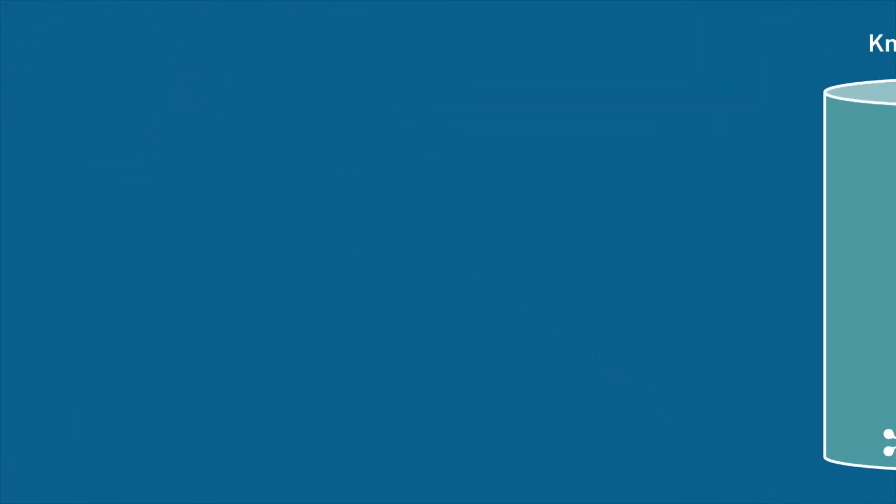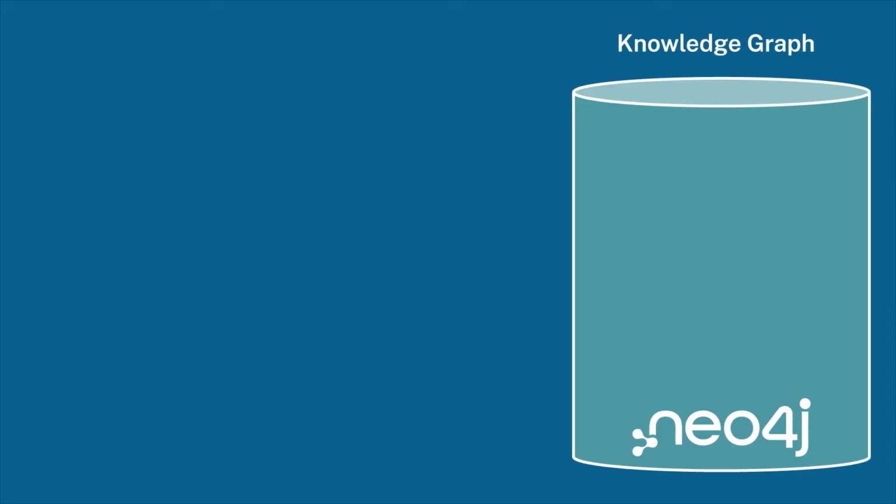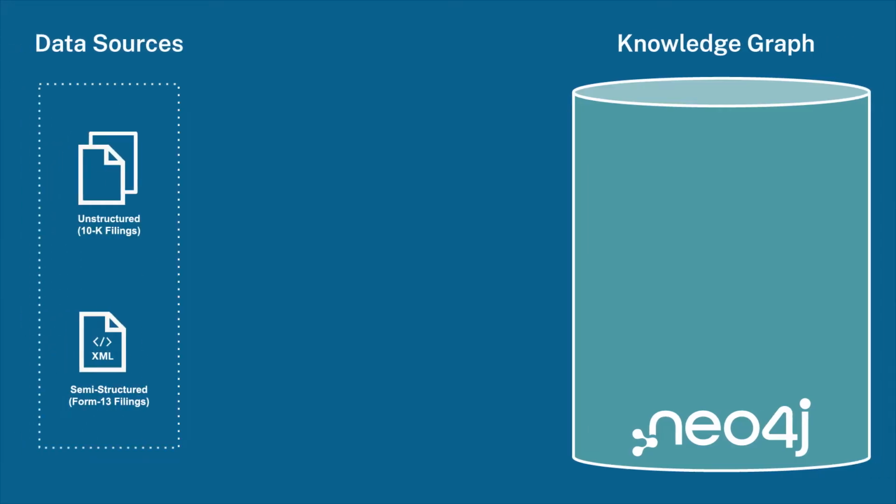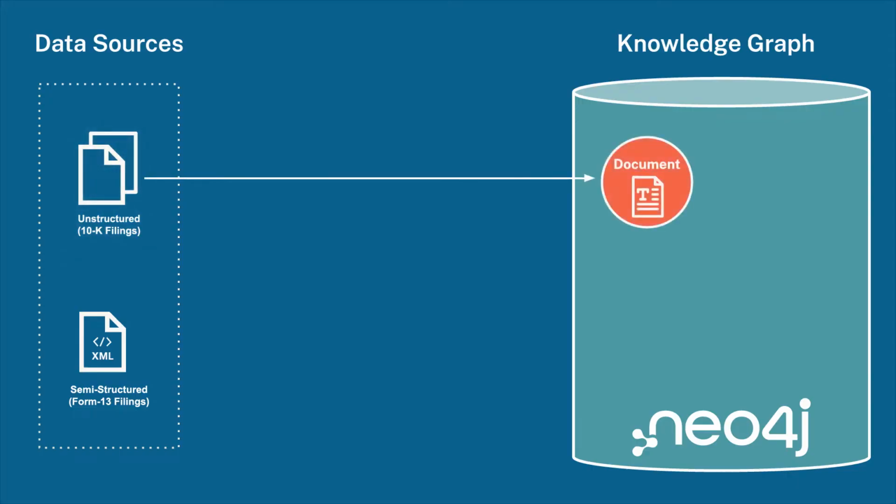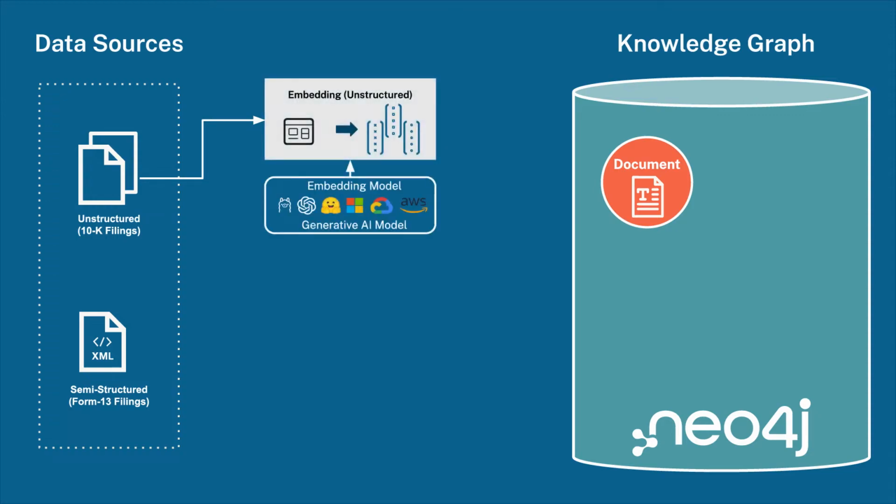To build our Knowledge Graph, we need to structure this information as nodes and relationships. For 10K filings, we accomplish this by creating a document node, each document node corresponding to a chunk of text from a 10K filing. We will leverage an embedding model from a GenAI service to create vectors for each of these document nodes. This will enable vector search later on.